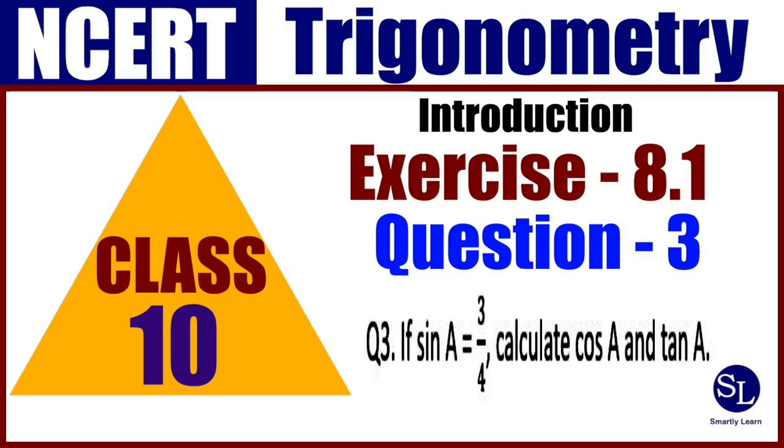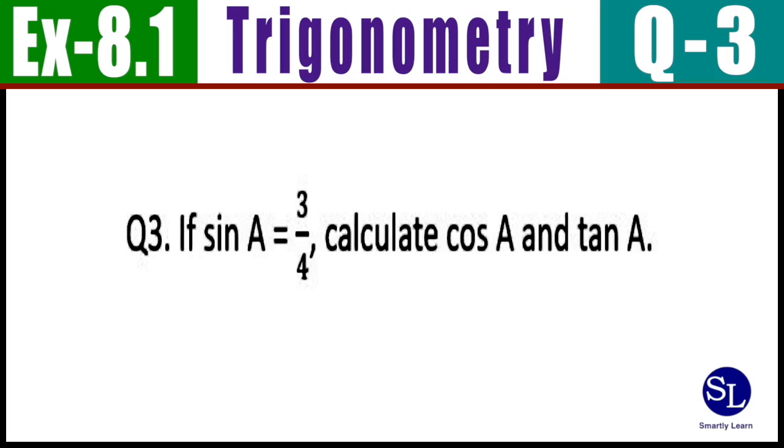In this video, let's see how to solve the third question in exercise 8.1. If sin A is 3 by 4, calculate cos A and tan A. So first let's draw a right angle triangle, only then it will be easier for us to calculate those values. And remember, they're asking us to find cos A and tan A given sin A. So the angle A cannot be 90 degrees.